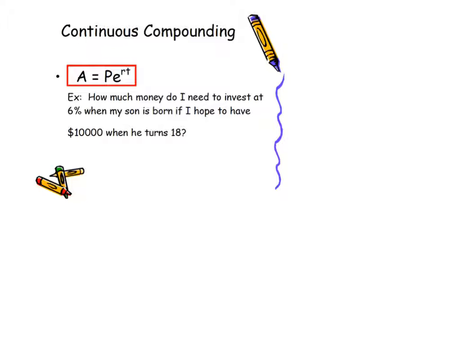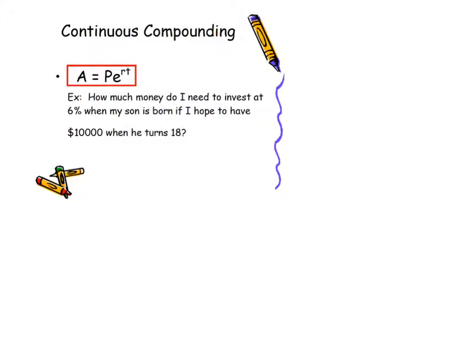Well, what ends up happening is it starts to approach a value, and we create this new formula from that, and we affectionately refer to it as Pert. You can see it. The ending amount is going to be equal to the initial amount, the principal, times e to the rt. All the variables mean the same thing.